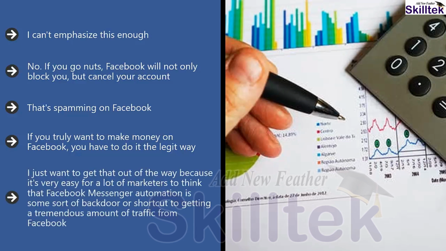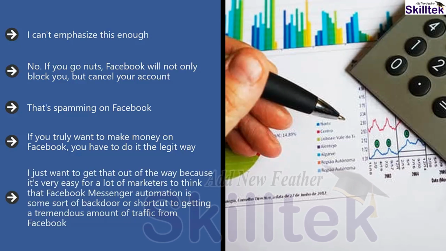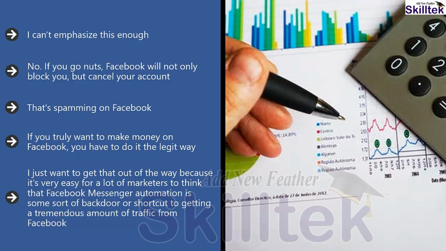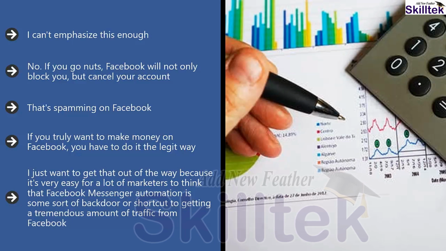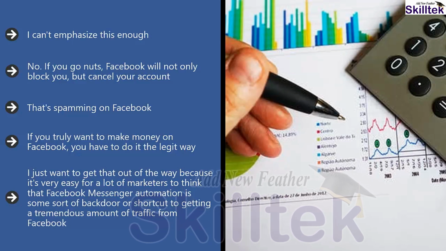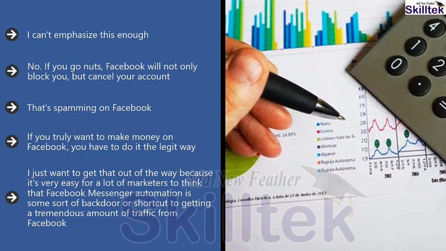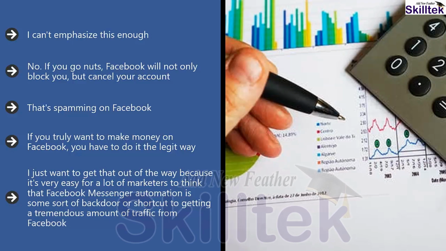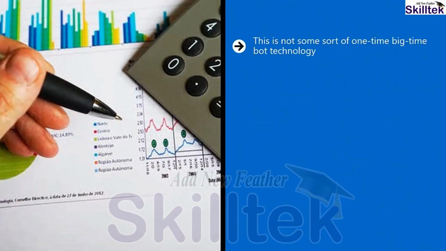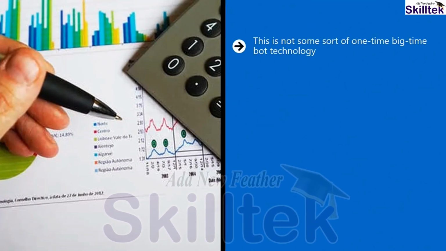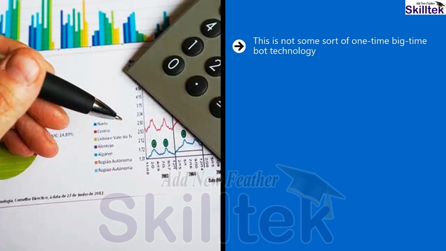I just want to get that out of the way because it's very easy for a lot of marketers to think that Facebook Messenger automation is some sort of backdoor or shortcut to getting a tremendous amount of traffic from Facebook. While you can get quite a bit of traffic from Facebook, using bots responsibly enables you to build a sustainable business. This is not some sort of one-time big-time bot technology. Get that idea out of your head.